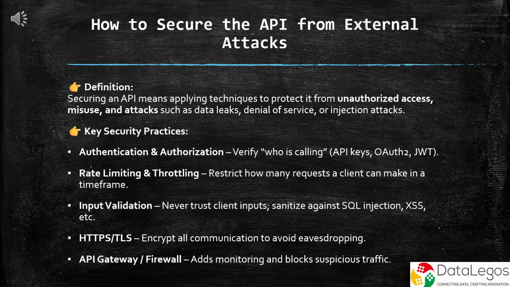Authentication and authorization: you must verify who is calling the API using methods like API keys or OAuth2. Rate limiting and throttling: restrict how many requests a client can make in a specific timeframe. Input validation: always sanitize and validate client inputs to prevent injection attacks. HTTPS/TLS: encrypt all communication to prevent eavesdropping. API gateway/firewall: use these to monitor and block suspicious traffic.